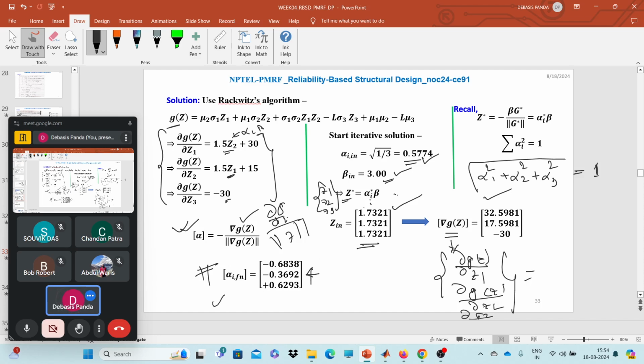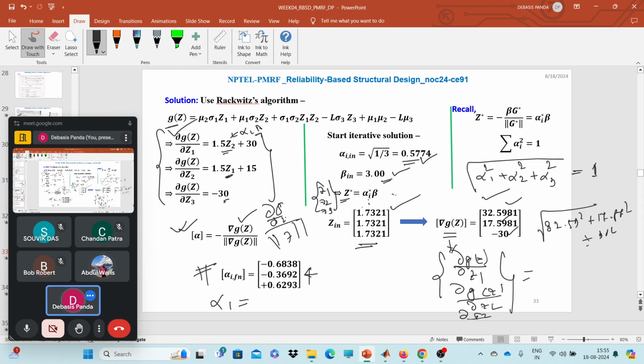So, first, alpha 1. What will be the value of alpha 1? It is 32.5981 divided by the norm of the given gradient. The norm means the square root of this square plus this square plus this square: 32.59 squared plus 17.59 squared plus 30 squared. Now calculate it and check whether you are getting this value or not.